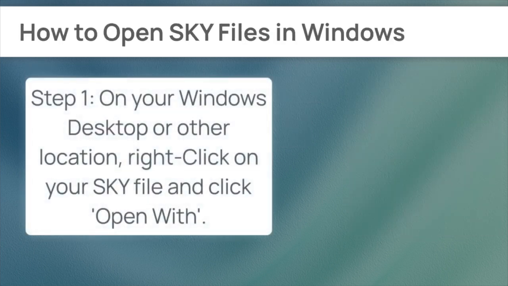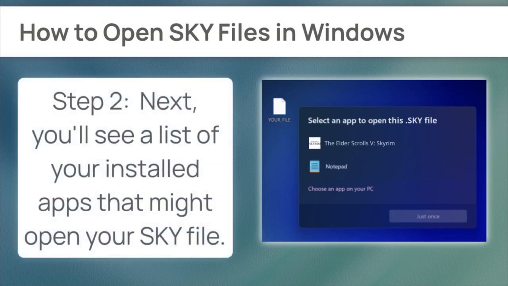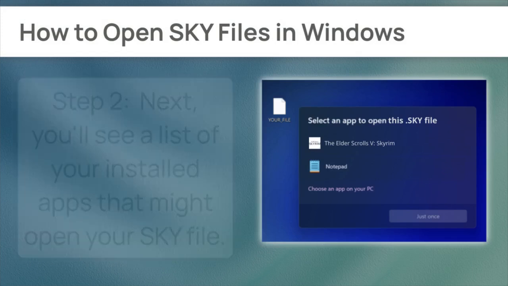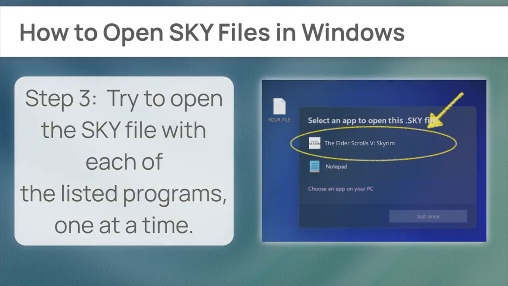To begin troubleshooting, right-click the SKY file and choose Open With. If you have the Elder Scrolls V Skyrim available, that's your first option. Otherwise, select another program. It's often necessary to test multiple apps.